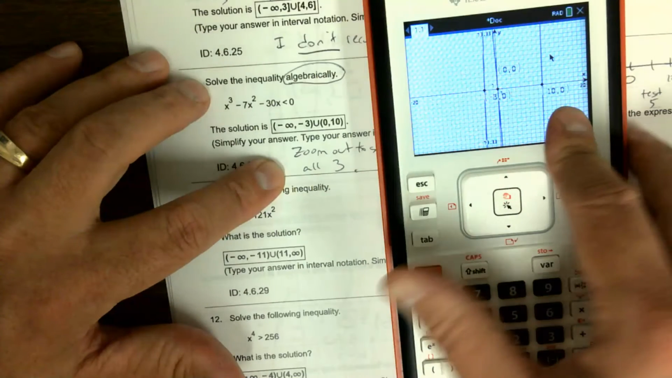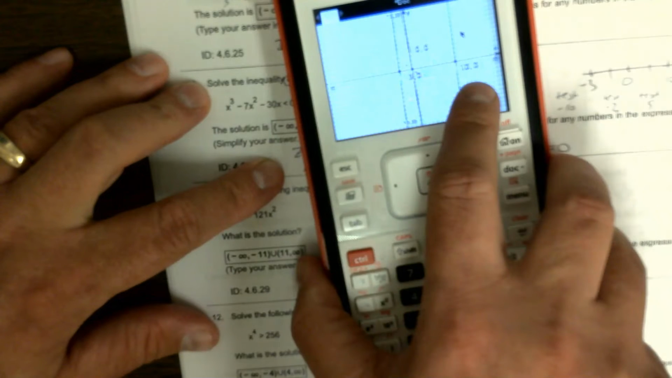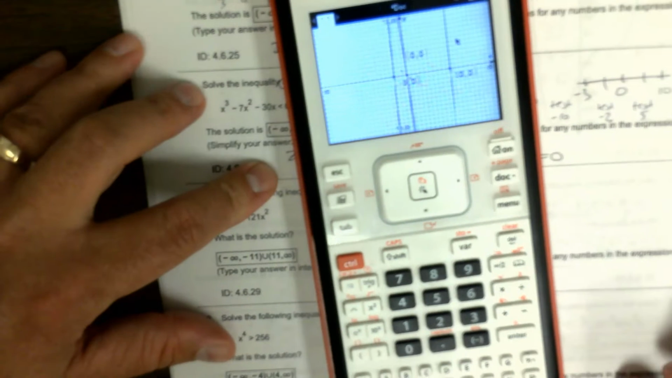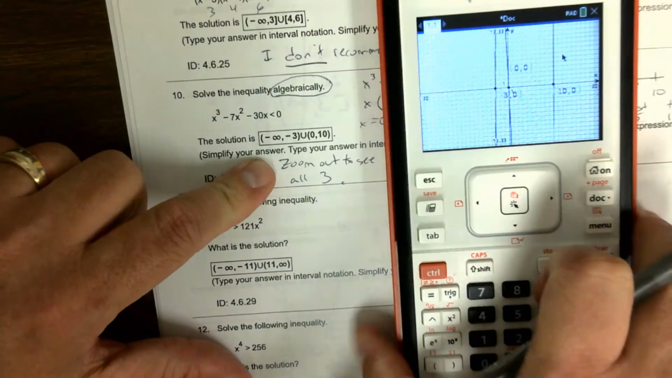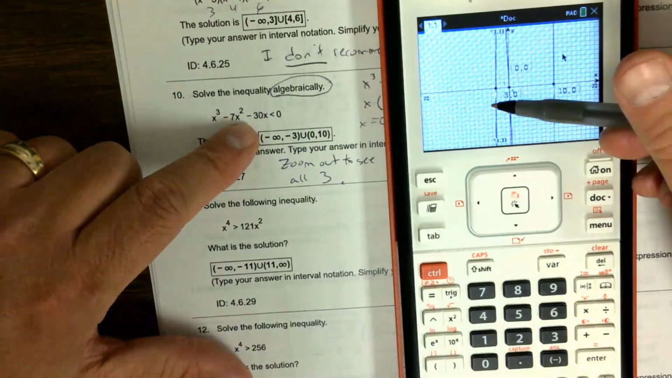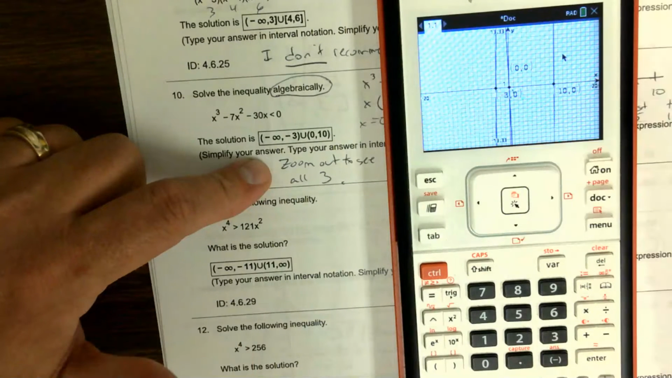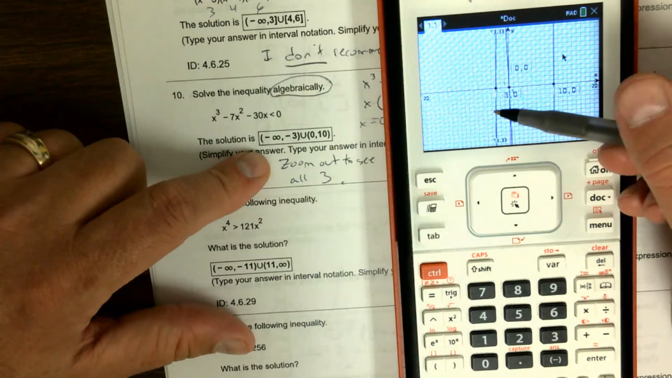So we could like just do it like this. Say we want less than, so it's below. Less than means below. So it's left of -3.